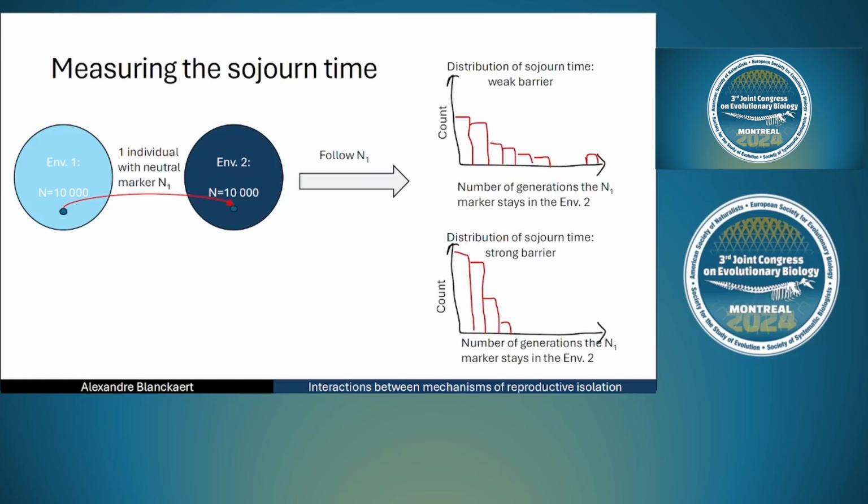And if you expect a weak barrier, then you should have this distribution with a long tail, where the marker can sometimes remain for a long time in the population. And if the barrier is extremely strong, you should expect this marker to only stay for a couple of generations before being always extinct.